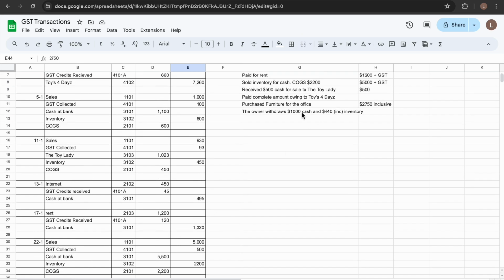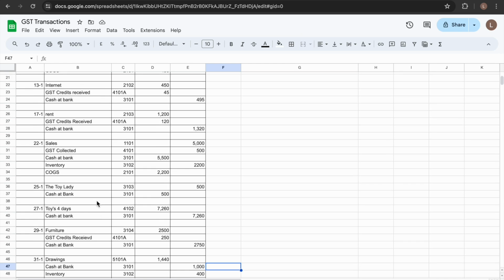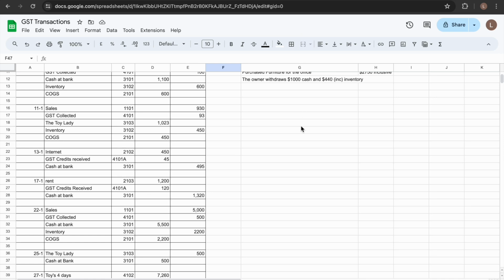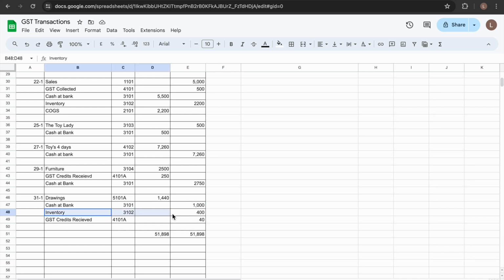So you look at the total value of the drawing account. Okay. So if my total value of the drawing account, I've got $1,000 in cash and $440 in inventory, which is inclusive of GST. So if I chuck that down here, I've got my $1,440 there. Okay, I take out my $1,000 for cash at bank. Okay, I don't need to worry about that. There's no GST on cash at bank. Now, because it says that inventory is $440 inclusive of GST, that means that inventory is actually worth $400. Okay, and that would mean that the GST is 40.